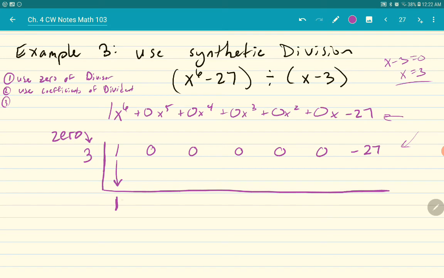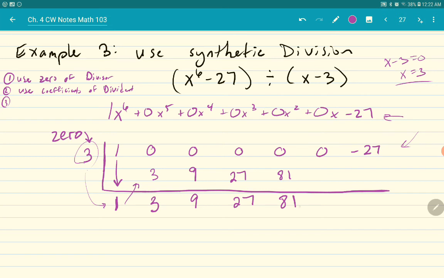So some repeated addition and multiplication. So starting with 1 times 3 to give me a 3 here. And then I add the 0 and the 3 together, and I get 3. And then I do this number again. The 3 times 3 gives me 9. That 9 goes here, and then I add 0 and 9 gives me 9. And then 3 times 9 gives me 27. And then 0 plus 27 gives me 27. And then 3 times 27 gives me 81. And 0 plus 81 gives me 81.